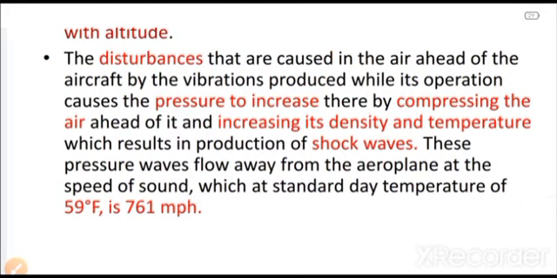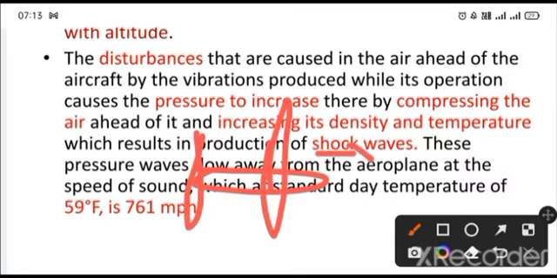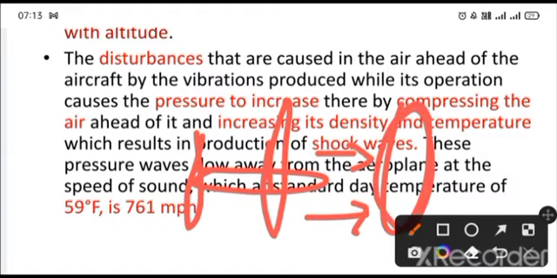Normally, when any object is moving, it causes some sort of vibration in the surroundings, right? So the disturbances that are caused in the air ahead of the aircraft, when the aircraft is moving forward, okay, if this is the aircraft, let's say, when it is moving, it is causing disturbance ahead of the aircraft. These are the particles ahead of the aircraft, which are already alert by now that an aircraft is proceeding towards them.